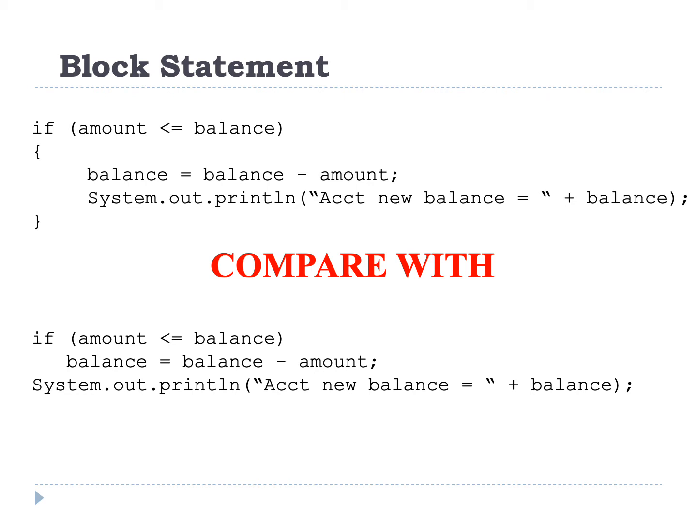These two are not the same, because in the first one, when we have the braces, that means that the two statements, balance equal to balance minus amount and System.out.println account balance, balance, will only be executed when amount is less than or equal to balance. So the condition needs to be true for those statements to be executed. In the second one, we don't have the braces, so only balance equal to balance minus amount belongs to the if statement. Println will always be executed whether the condition is true or false because it is not part of the if condition.